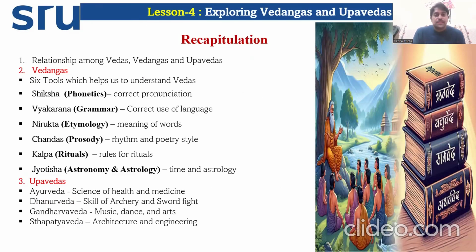Lesson number 4, exploring Vedangas and Upavedas. So what are the key points? We had a discussion. Number 1, the relationship among Vedas, Vedangas and Upavedas. Do you remember, is there any relationship? Yes, there is a relationship. Vedas are the wisdom and knowledge of ancient times. But if you want to read and understand the Vedas, we require Vedangas. Vedangas are the 6 tools from ancient times which help us understand the information and knowledge in the Vedas.